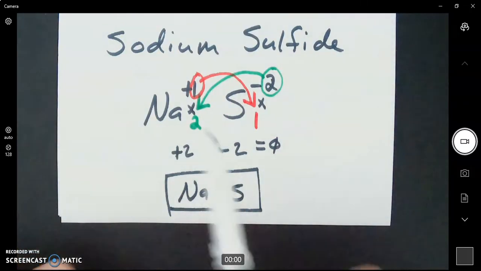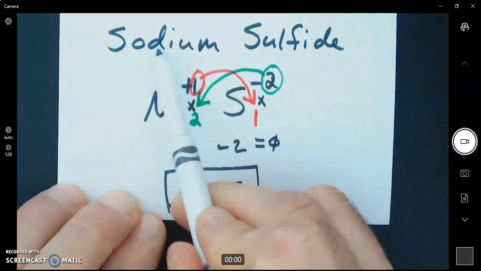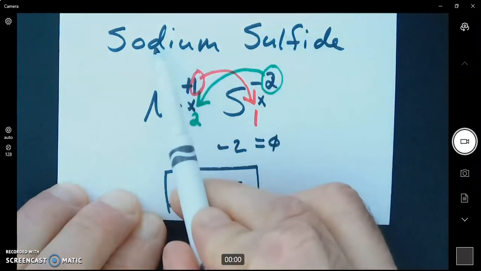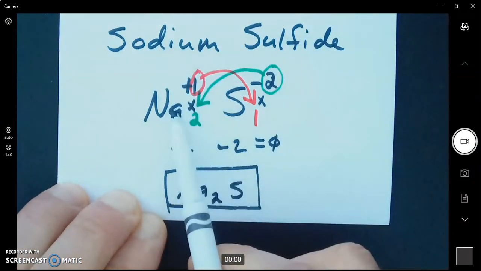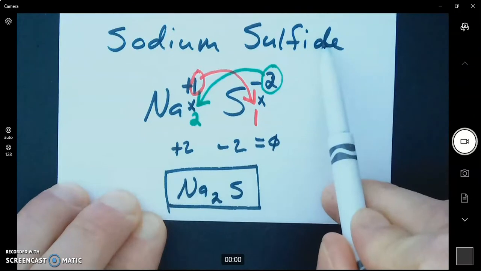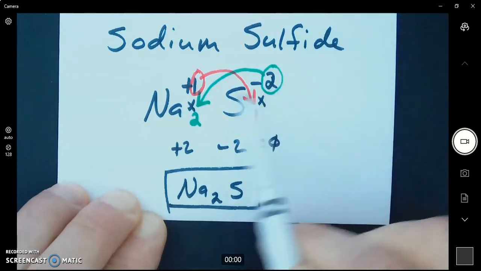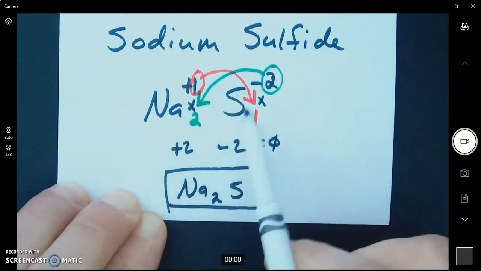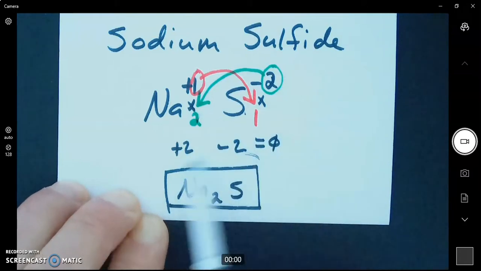So what we did there is we went from the name sodium sulfide. We found sodium in group 1, that's always a +1 ion. Sulfide, group 16, that's a -2. We took the ion symbols, we crossed and dropped, we simplified, and we cleaned it up.